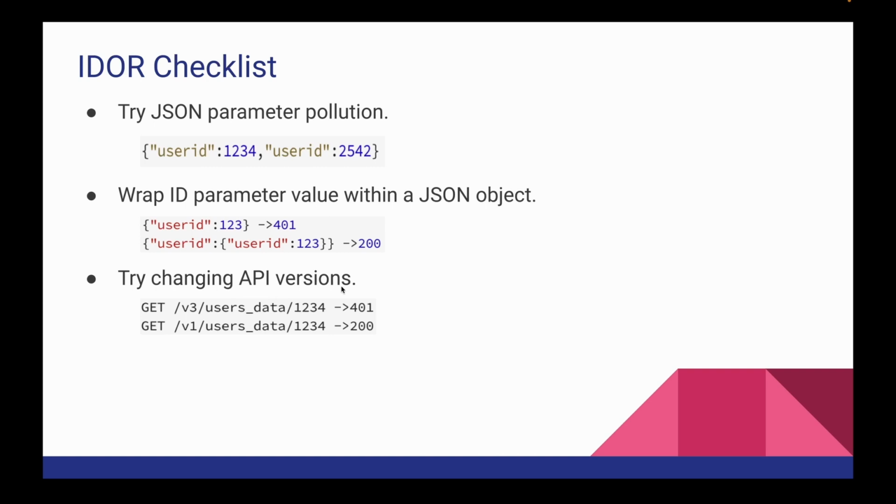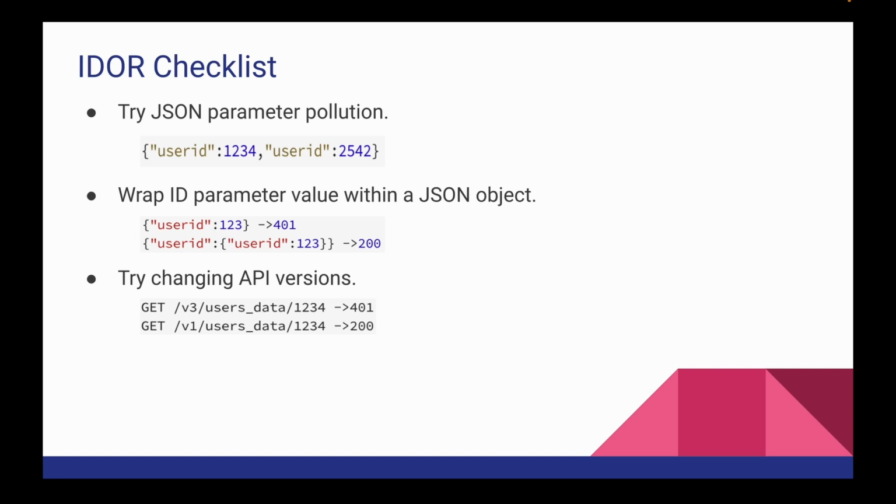And try changing API versions, which in most applications, in bug bounty or real-time applications, most of the endpoints basically use versions like v1, v2, v3, etc. So if the application is using the v3 version, try to change it to v1 and send the request to the server. You might bypass the authorization check and get the response, or else try to change it to v2, etc. So these are the various IDOR checklist items to bypass the authorization check on the server side and get the victim's sensitive information in the responses.